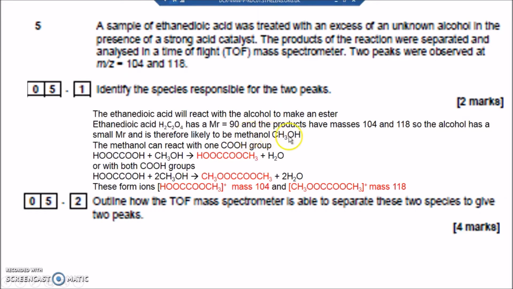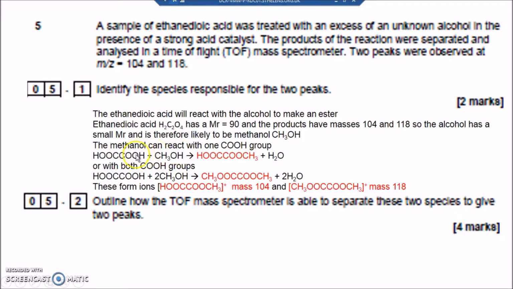And I guess that it's a very small alcohol because we've not got much MR left if we're going to get up to 104 from 90. So the methanol can react with one COOH group. We'll check out that it's 104 in a minute. We've got ethane dioic acid and the methanol.